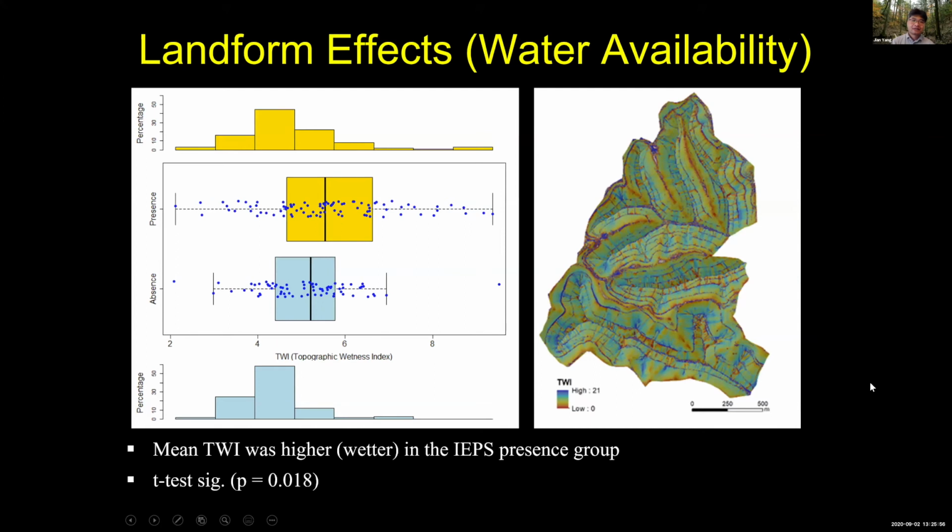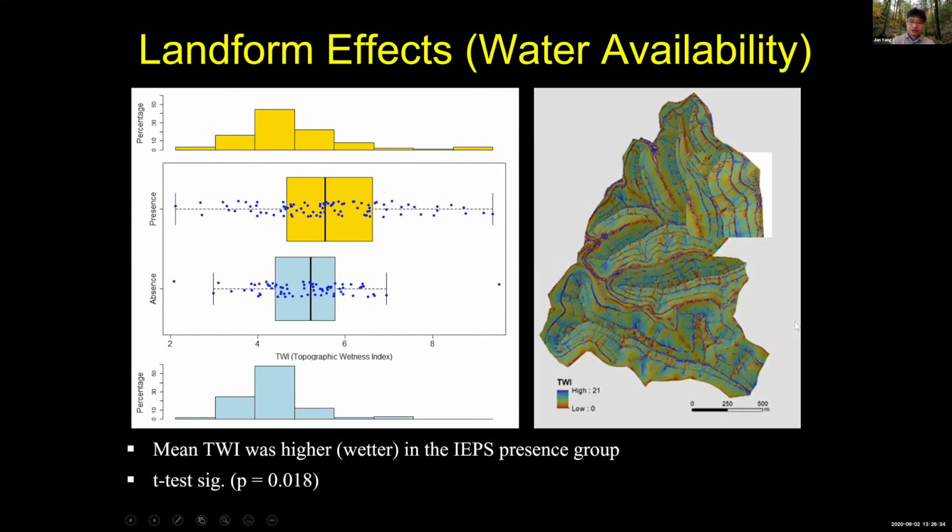We also look at the water availability impacts on IEPS. And we use a widely used GIS variable called the TWI, the Topographic Wetness Index, that has been used to capture or represent the soil moisture or water availability due to the topography. What we found is that mean TWI was higher in the IEPS presence group, which indicates this IEPS would be more likely to be found in the wetter areas.